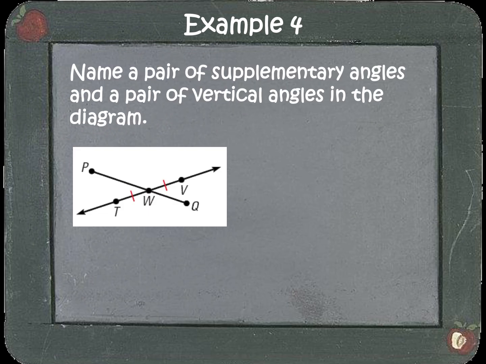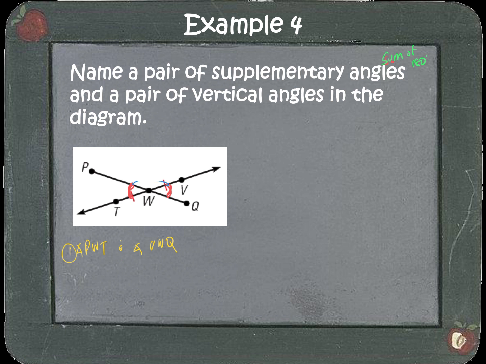And lastly, this kind of takes us back to our vertical angles and supplementary angles. Just a refresher. Remember that a pair of supplementary angles have a sum of 180 degrees, okay? And then a pair of vertical angles, well, let's see. Vertical angles are easy. It's this angle and this angle. Now, writing it might be a challenge. So one pair is going to be angle PWT and angle VWQ.